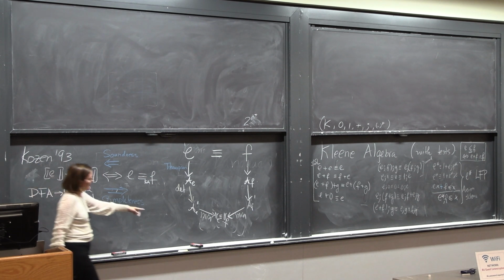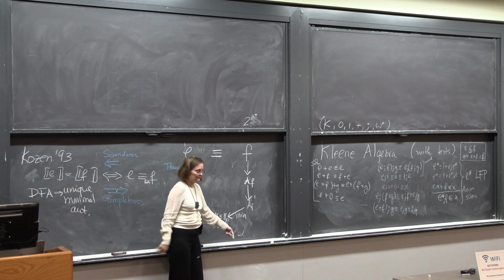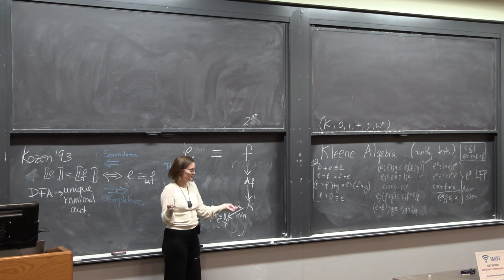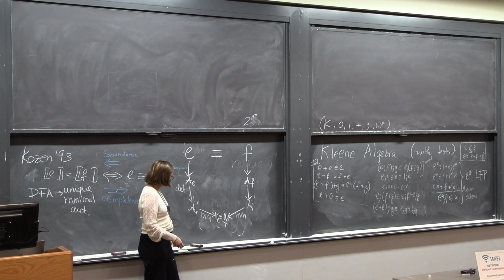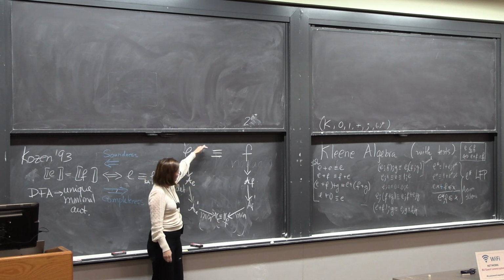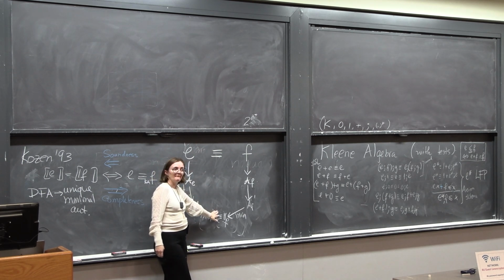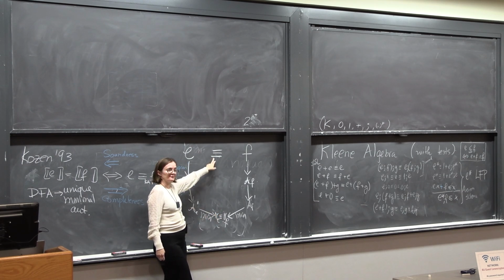Okay? So if I know that E and F are 2 expressions that denote the same language, and I know that these are the minimal automata accepting those languages, then these things here are isomorphic. They might be different because I named the states differently, but they are the same automaton. Okay? So what Kozen does in this proof is basically going first all the way down to the minimal automaton, and then going all the way back up to a proof.